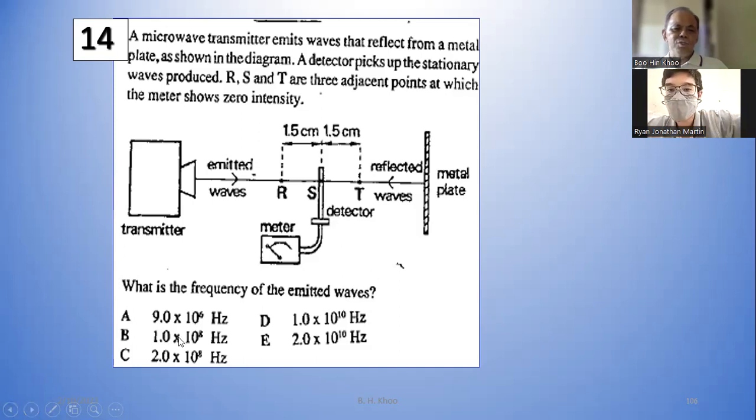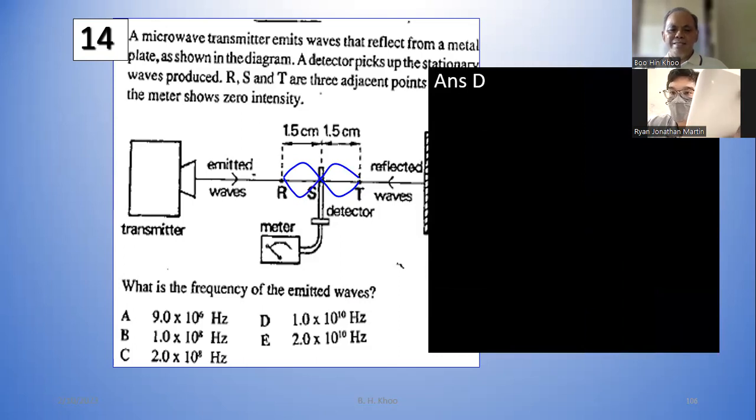There's a 0 at R, 0 at S, 0 at T. So calculate the wavelength first. Just draw the diagram. The standing wave, that's the standing wave. I think it's D.